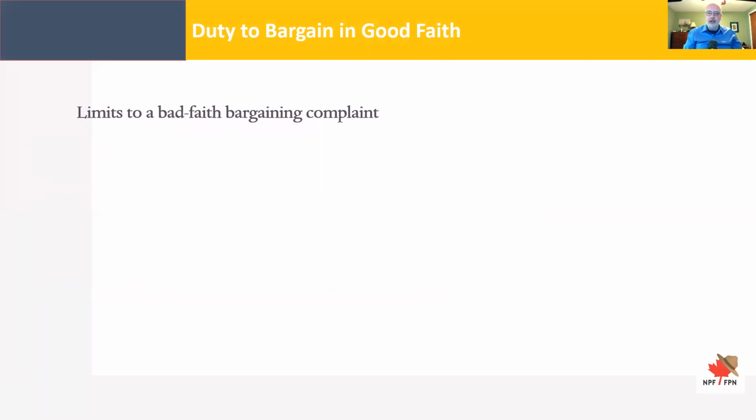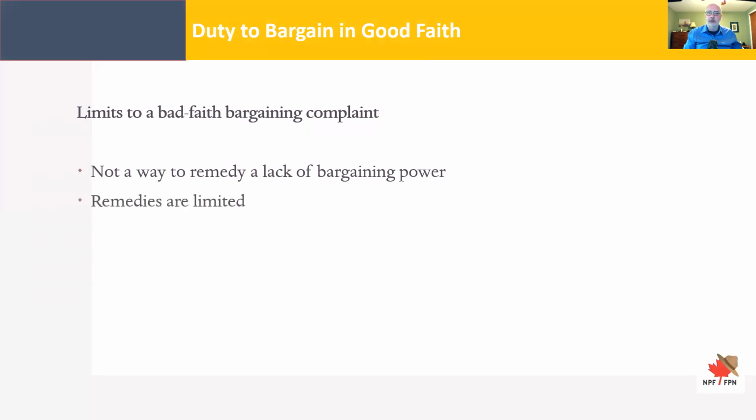Bad faith bargaining complaints, or an allegation of a breach of the duty to bargain in good faith, we can file those with the Labor Board, but there are some limits to what the Labor Board can do. It's not a way to remedy a lack of bargaining power. We are equal parties with the employer in this case, but some unions that are tiny, they just don't have the resources. They can't go to the Labor Board to fix that. They can't go to the Labor Board to level the playing field.